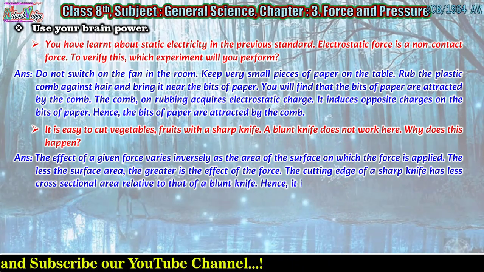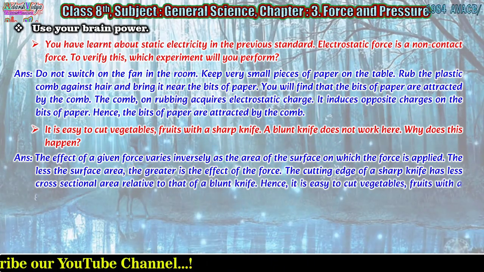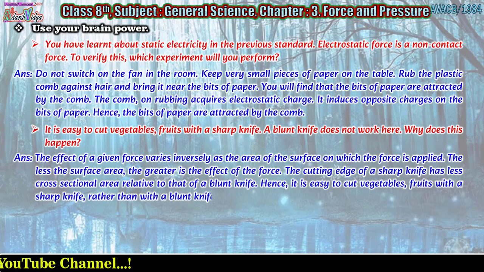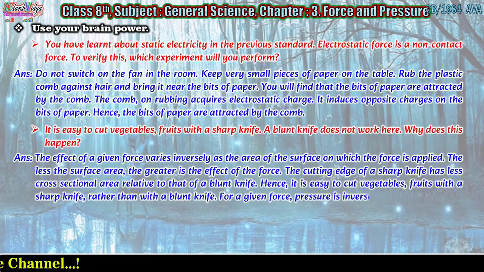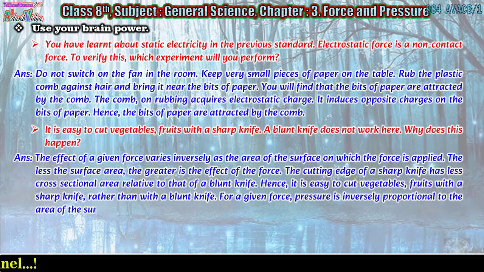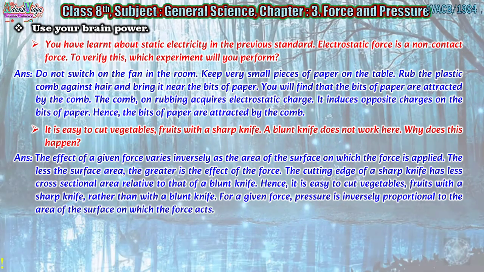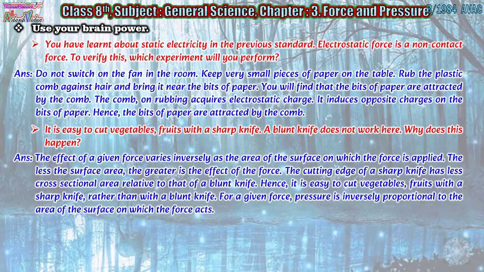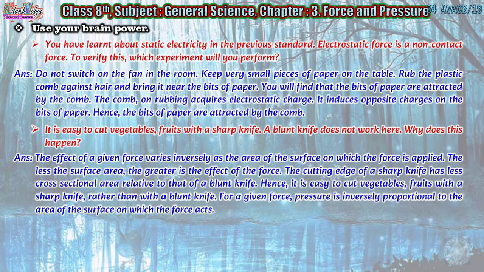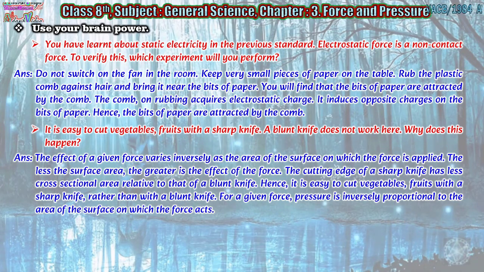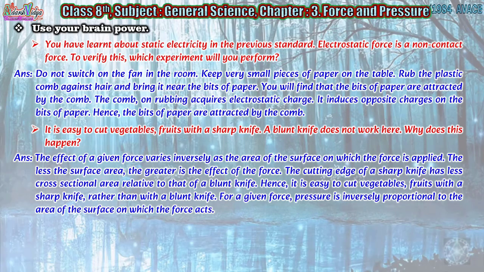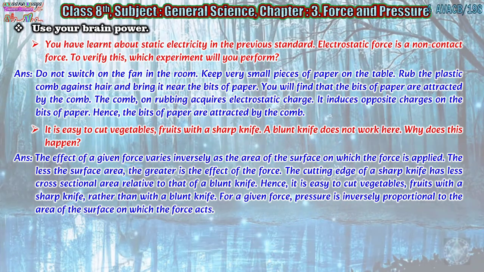The cutting edge of a sharp knife has less cross-sectional area relative to that of a blunt knife. Hence, it is easy to cut vegetables and fruits with a sharp knife rather than with a blunt knife. For a given force, pressure is inversely proportional to the area of the surface on which the force acts.